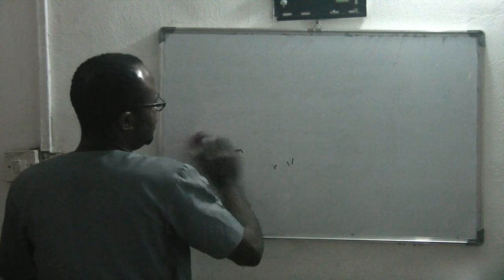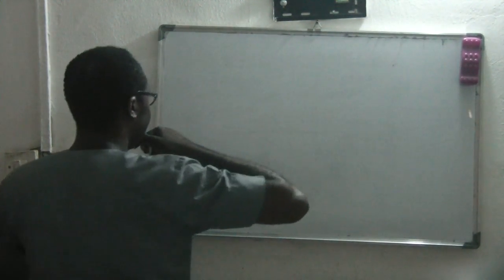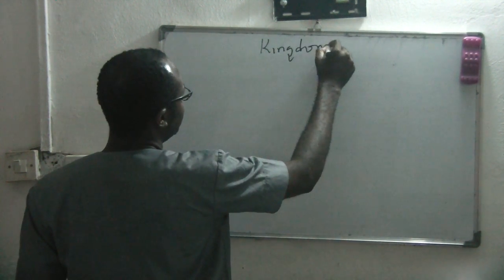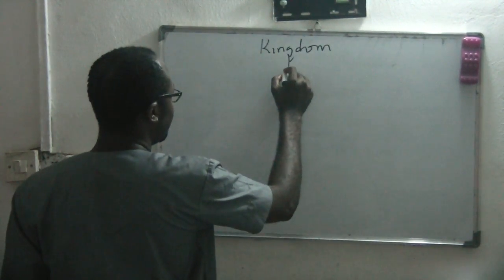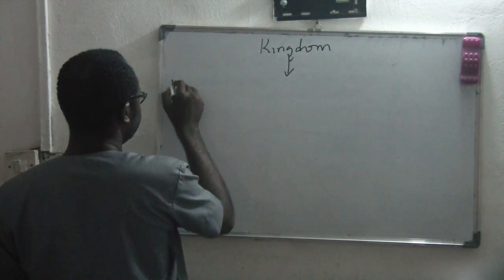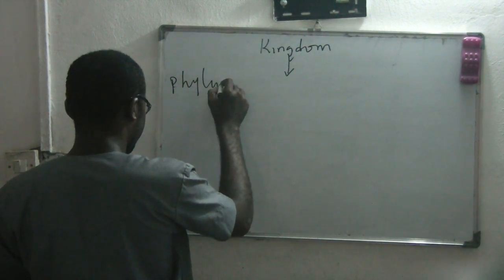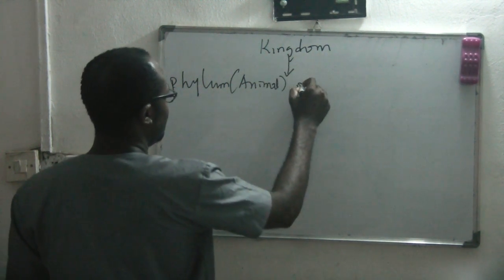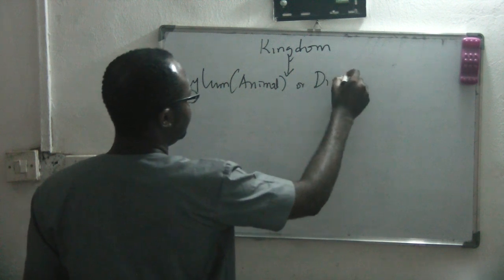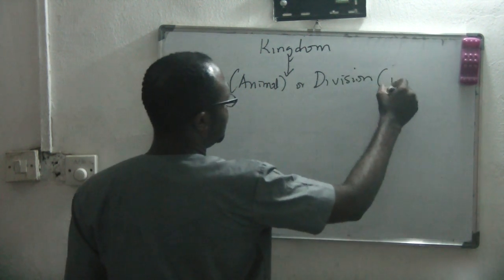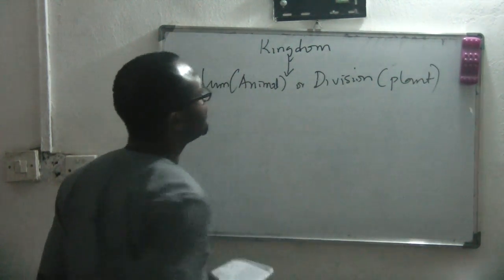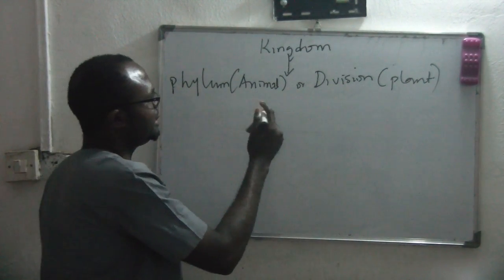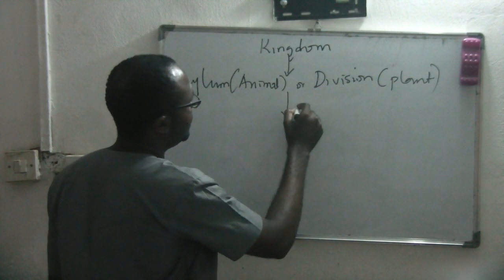So I'm going to draw the sketch of this classification method. The first one is the kingdom. Then after the kingdom, we have the phylum, which is for animals, or the division, which is for plants. So from kingdom you get to the phylum or division. We call it phylum when you're addressing animals, or division when it's for plants.